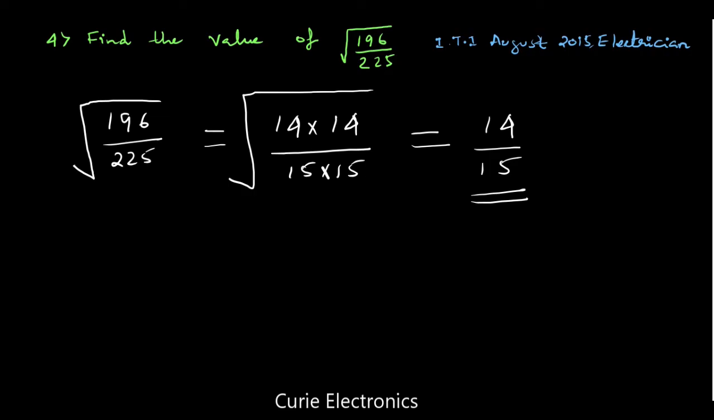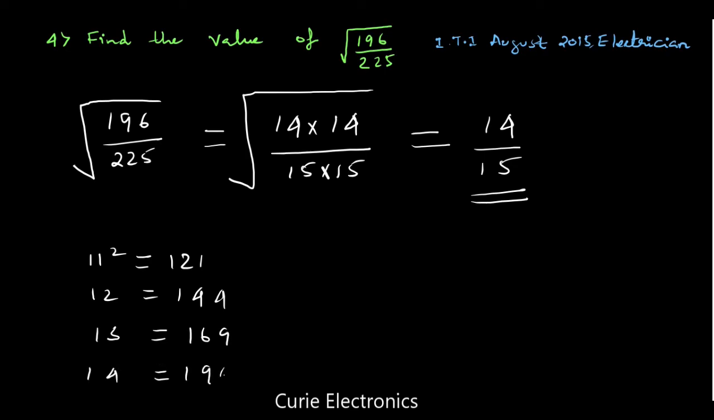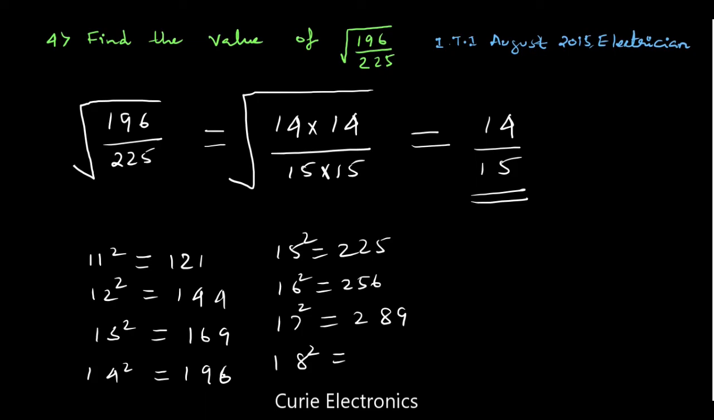What are the squares up to 10, you will be knowing. 11 square equals 121. 12 square equals 144. 13 square equals 169. 14 square equals 196. 15 square equals 225. 16 square equals 256. 17 square equals 289. 18 square equals 324. 19 square equals 361. 20 square equals 400. Like this up to 25, it's better to know.